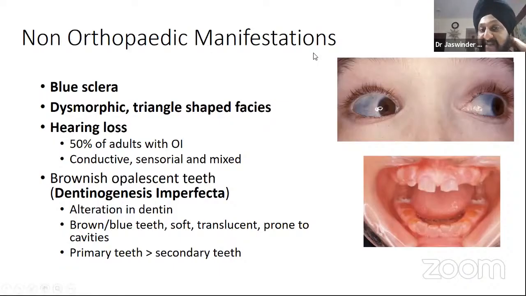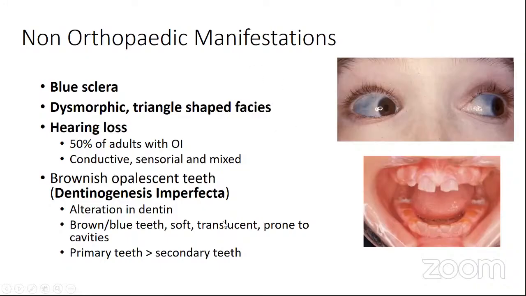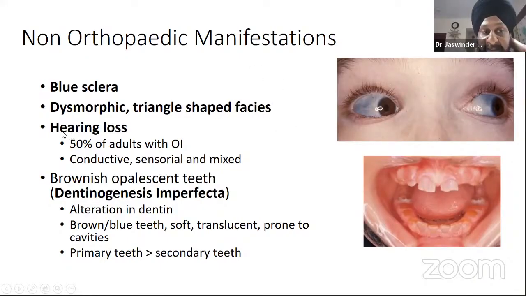The non-orthopedic manifestations of the disease include blue sclera, typically seen here, and dysmorphic triangle-shaped faces. I'll show in one or more slides where basically the face will be typically triangular shaped. There will be hearing loss, and that occurs in 50% of adults with osteogenesis imperfecta. It can be conductive, sensorineural, or mixed type.